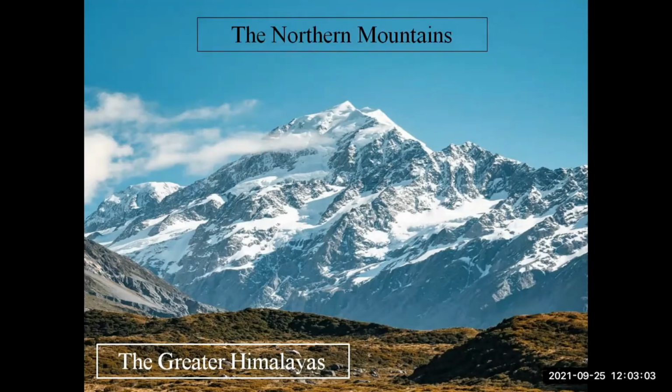The chain of mountains stretches for about 2,400 kilometers from Kashmir in the west to Arunachal Pradesh in the east. And these mountains vary in height from 240 kilometers at places to about 320 kilometers.